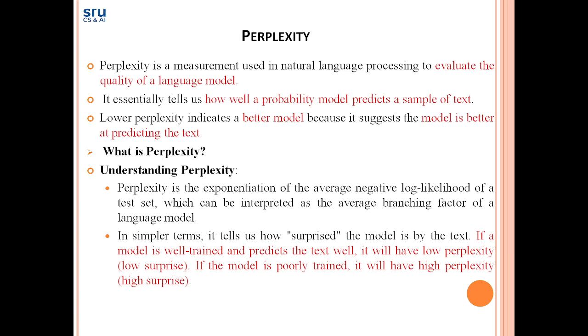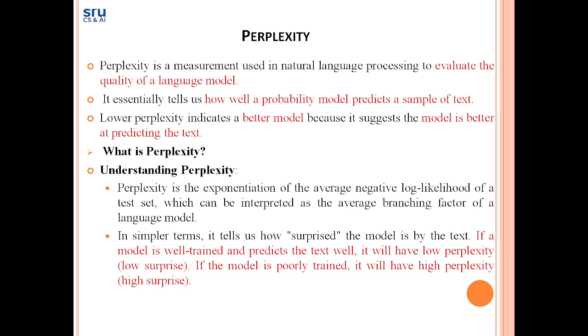Now we will see what we mean by perplexity. It is used to evaluate the quality of a language model. It means how well a probability model predicts a sample of text. Low perplexity indicates a better model, as it suggests the model is better at predicting the text.